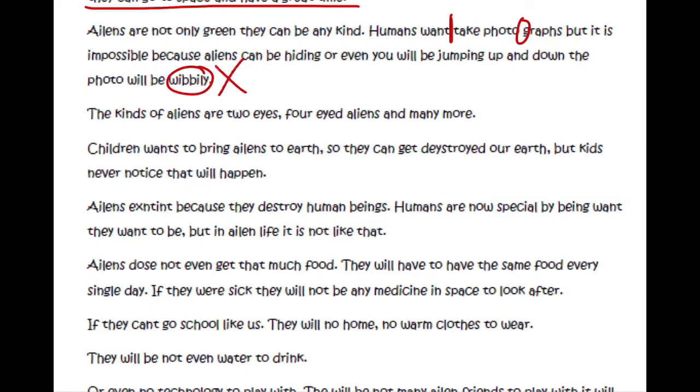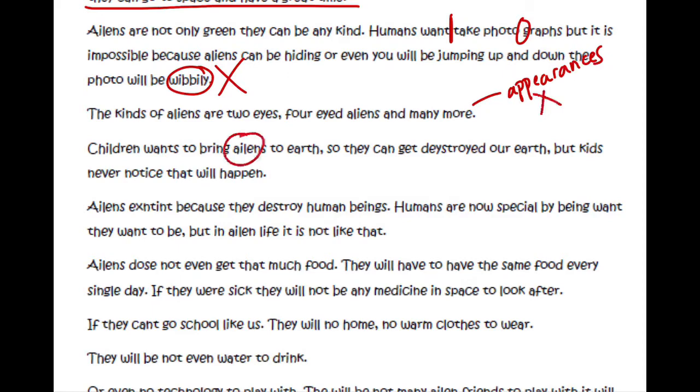Then moving on, "the kinds of aliens are 2 eyes, 4-eyed aliens, and many more." We are not focusing on appearances. We are not talking about this one, so give it a cross. And also, you don't need to put one line for a paragraph.